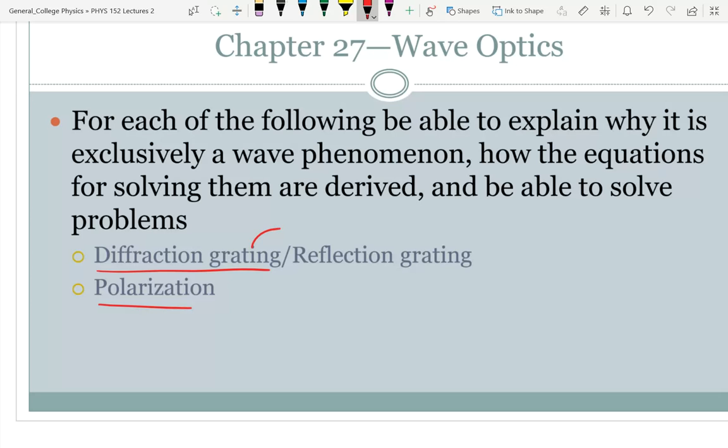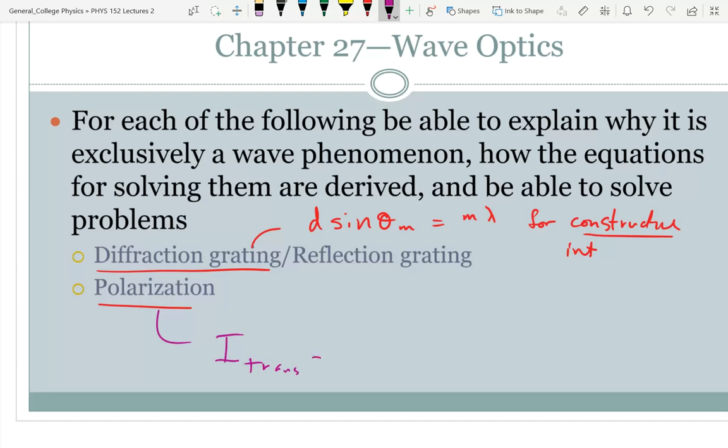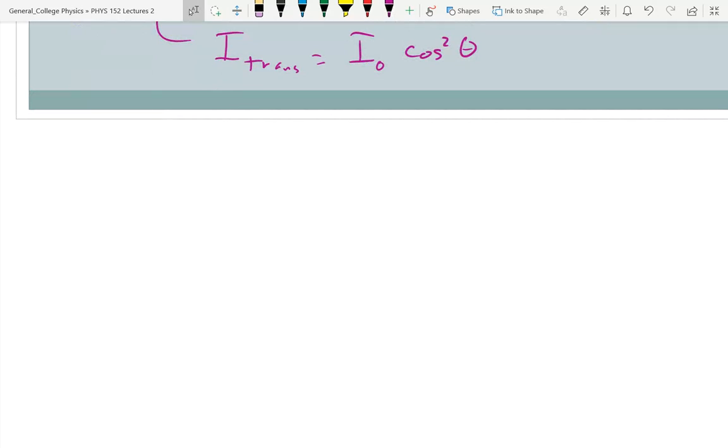So the rule you need to know for this, obviously it's given to you, is d sine theta sub m equals m lambda for constructive interference, where d is the spacing between slits. And then for the polarization, you need to know the law of Malus: the intensity that's transmitted is equal to the incident intensity times cosine squared of the angle between the incident polarization and the second polarizer.